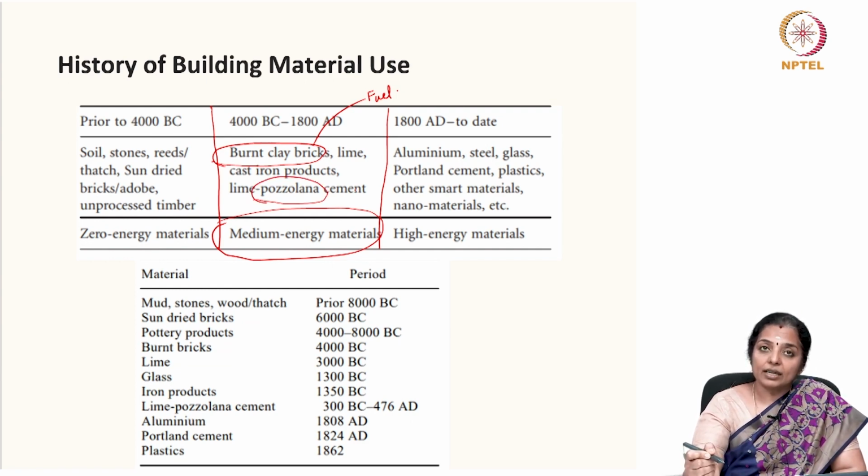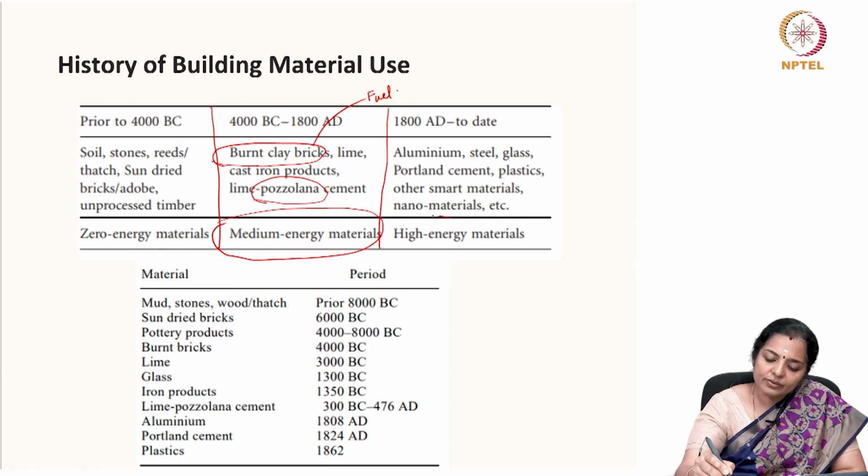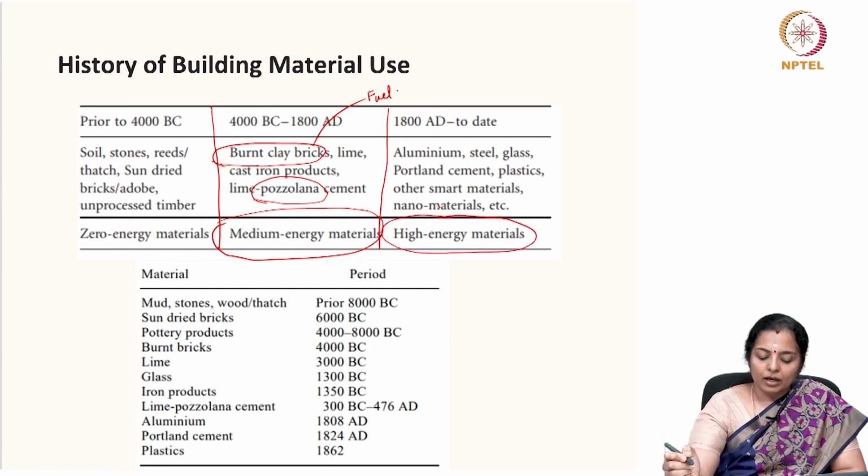From 1800 AD to date, we use aluminum, steel, glass, Portland cement, plastic, and many other smart materials like phase change materials, nanomaterials, etc. And these we deem as high energy materials. There isn't much significant information on which of these materials adds longevity to buildings, because we see a 100-year mud house standing tall and we also see a 20-year conventional contemporary modern house getting cracks and falling prey to weather. So, construction is also a very important criterion along with the history of building material use.